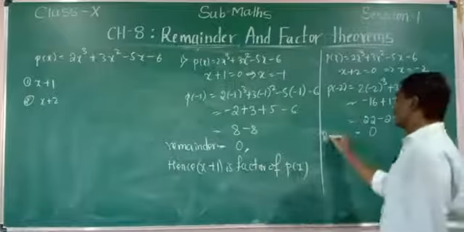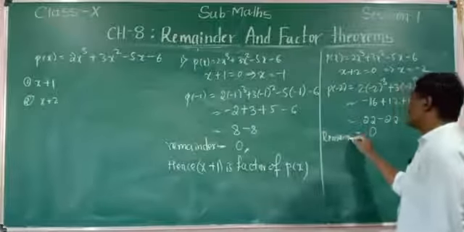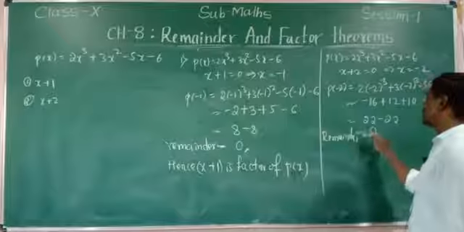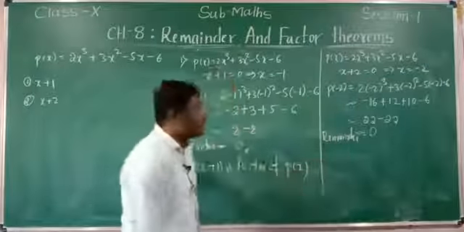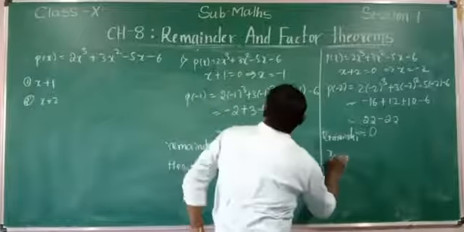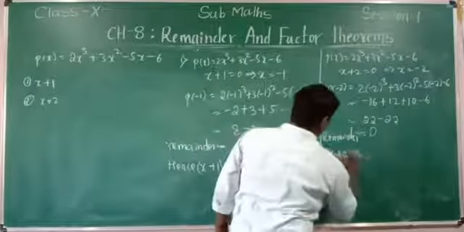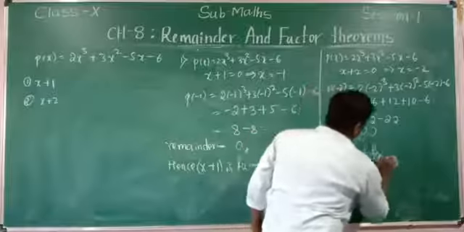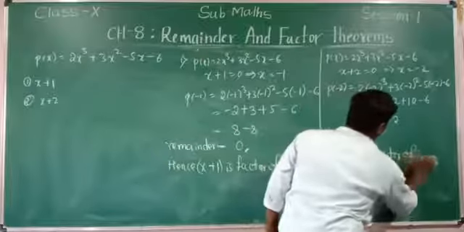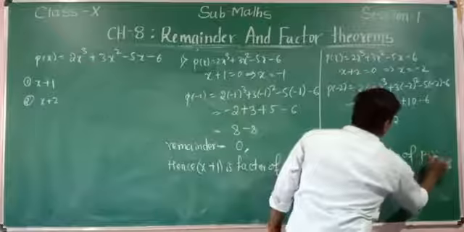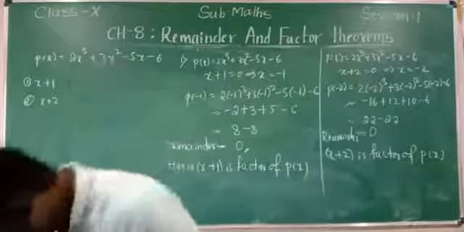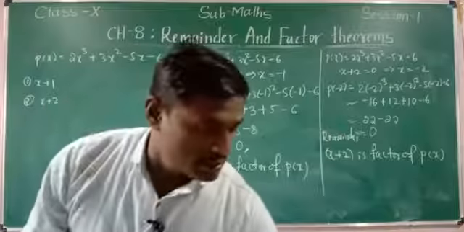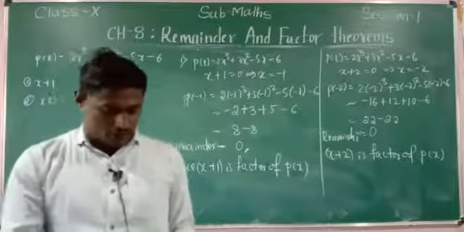It means the remainder of the expression is 0. If the remainder of the expression is 0, it indicates that x plus 2 is a factor of the given expression p of x. x plus 2 is a factor of the given expression. Okay, see the next question.